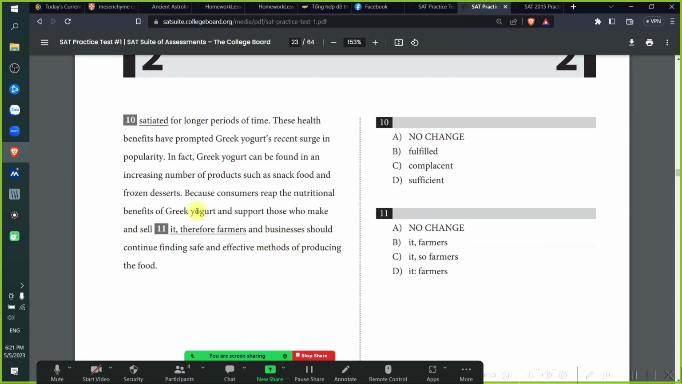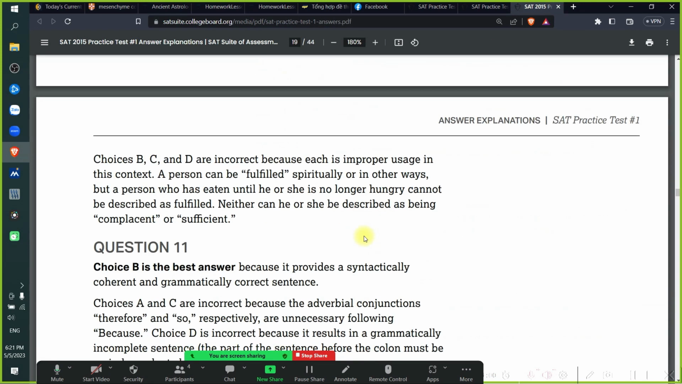11. Because consumers reap the nutritional benefits of Greek yogurt and support those who make and sell it, comma, therefore farmers and businesses should continue finding safe and effective methods of producing the food. So what do you think? B. B, B or D? B. B. Let's see now. It's B.